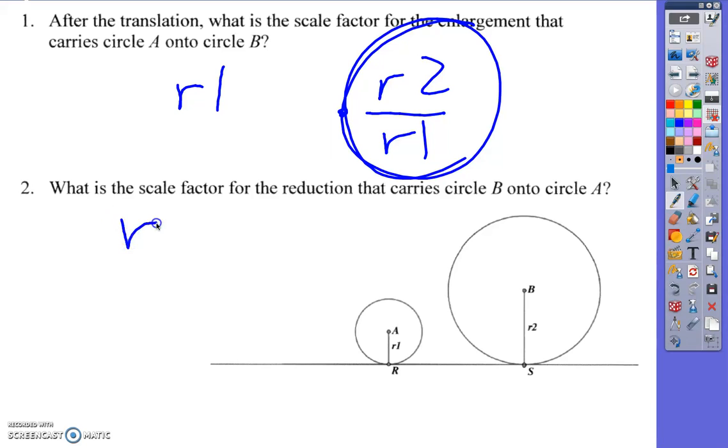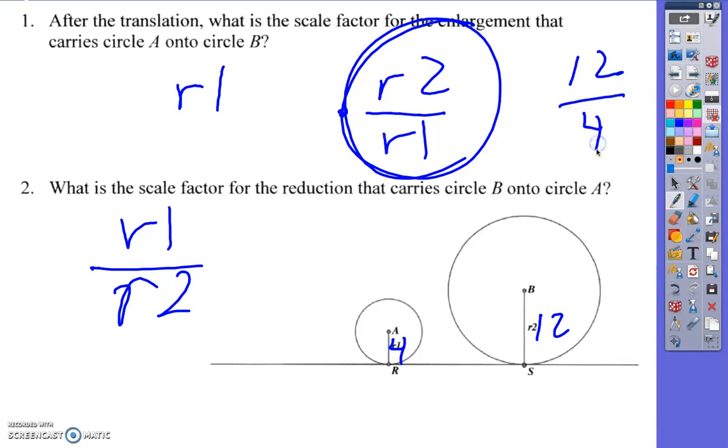What about the other way? Well, that's R1 divided by R2. And yes, it would be nicer if we had numbers, but that's it. So this was 4 and this was 12. It would be 12 divided by 4, or a scale factor of 3. This would be 4 divided by 12, or a scale factor of 1/3.